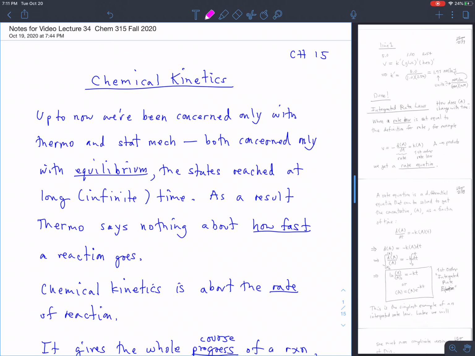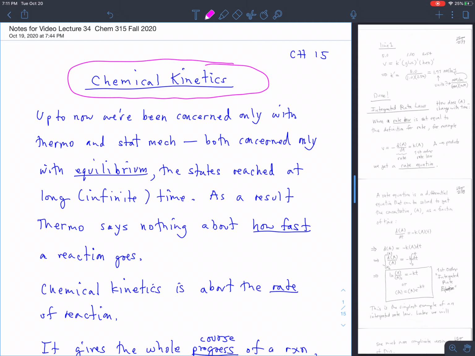Okay, chapter 15. We have now crossed the great divide out of equilibrium thermodynamics and stat mech, and are entering into a new major section of the class, chemical kinetics. Unlike thermodynamics, which deals only with time-independent, eternal equilibrium states, chemical kinetics deals with how fast things go, with how things change with time. And it is about as important as thermodynamics.